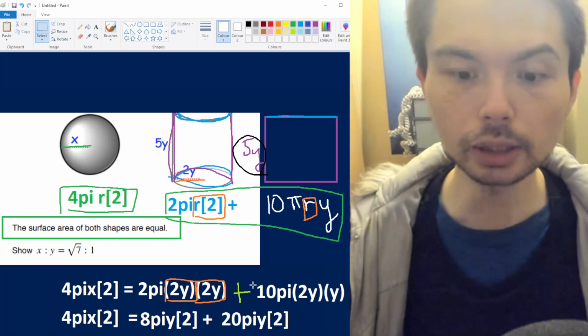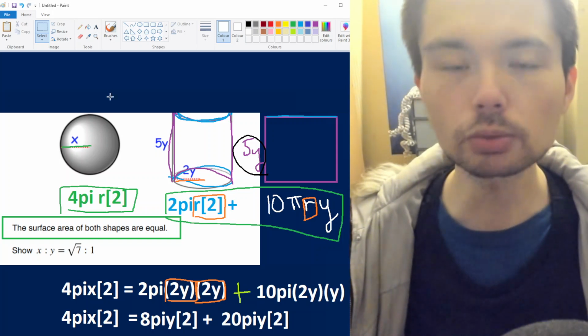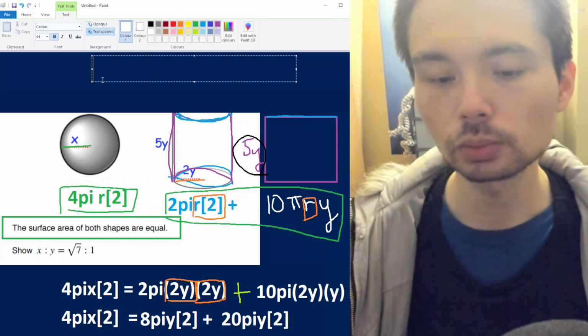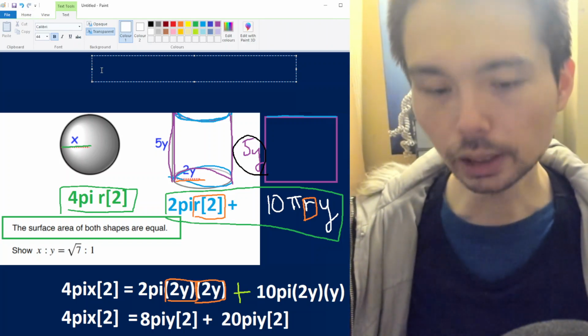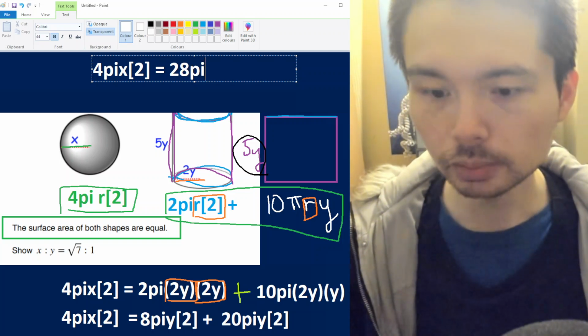That bit. Well, let's simplify this whole thing. You see the right side, that plus that. Well, it's the same terms. It's like 8 plus 20, so we have 28. On the right. So 4 pi x squared is equal to 28 pi y squared.